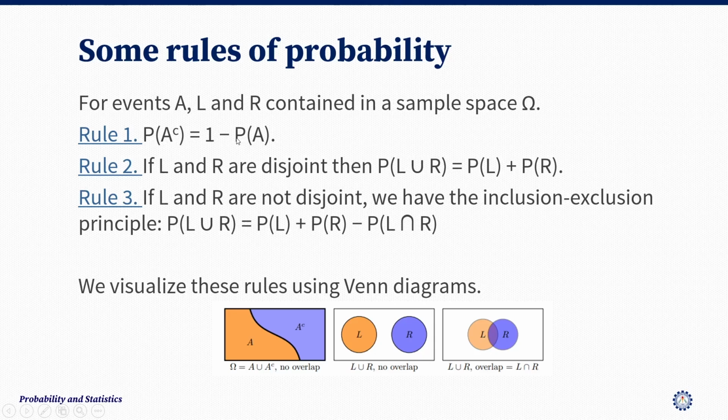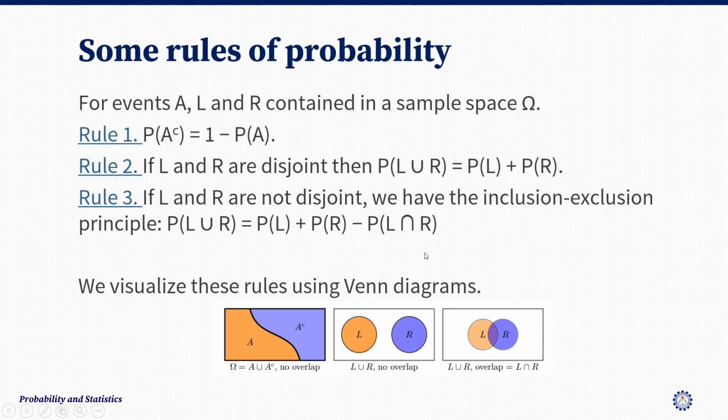So if we deduct the probability of A in rule 1, we could get the A complement. Okay, so here we also have rule number 2. If L and R are disjoint, then the probability of L union R is equal to the probability of L plus the probability of R. Here is the L union R, but no overlap. So we're just getting the sum of the probability of L and the probability of R.